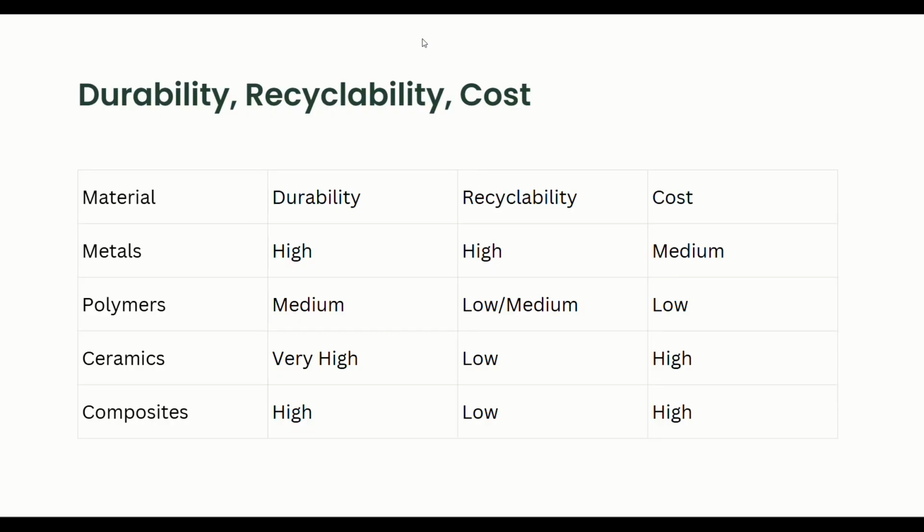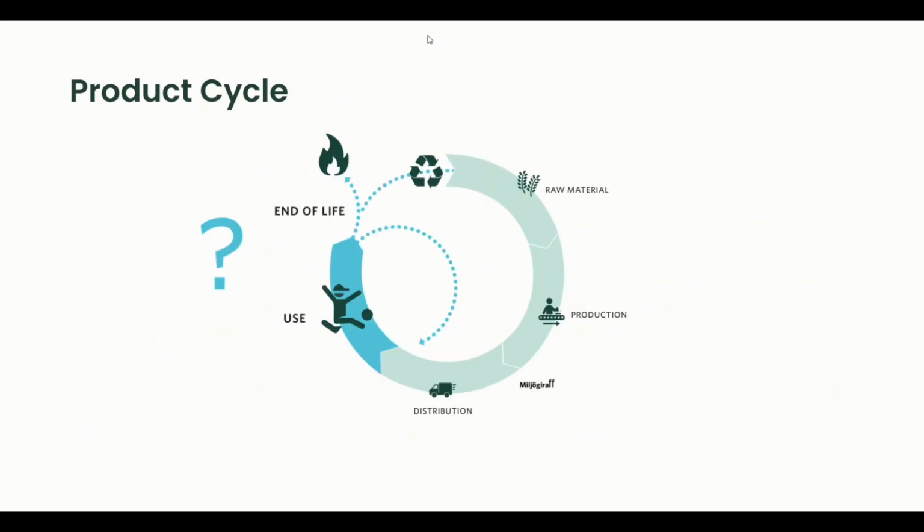Sustainability can't be assessed just by recyclability, durability, and cost, but the product's life cycle matters too. This slide illustrates the product cycle, also known as the product life cycle or life cycle assessment loop. It shows how a material or product moves through different stages from its creation to its end of life. Let me walk you through each part of the cycle.